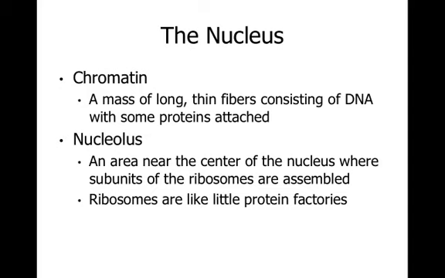So in the nucleolus, this is where we have this area where the ribosomes are made, because the ribosomes are actually made up of RNA, which again comes from DNA or is made from DNA. So the nucleolus is this very condensed area, and it has all of the information for the ribosomes, which are these protein factories.